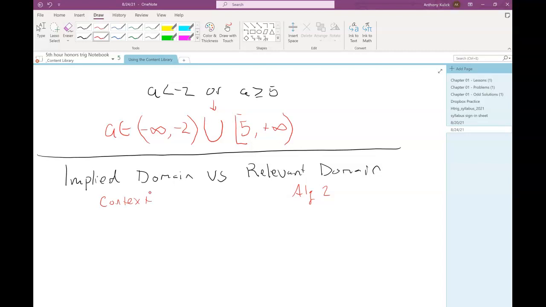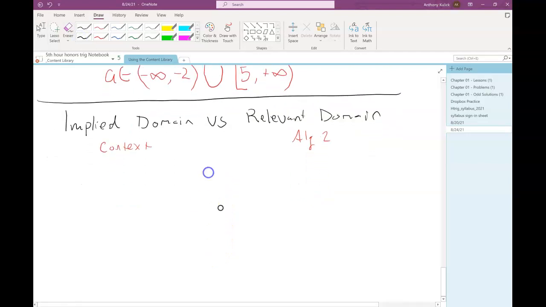Okay, we'll do some examples here just to clarify these 2 concepts. So we're just going to be looking to write the domains in interval notation. I'm just going to write down some stuff here.